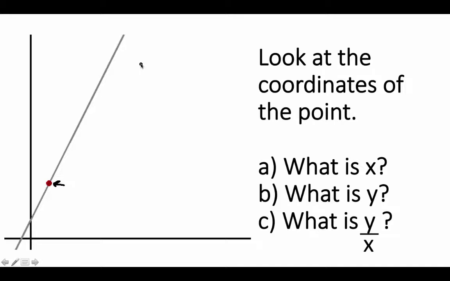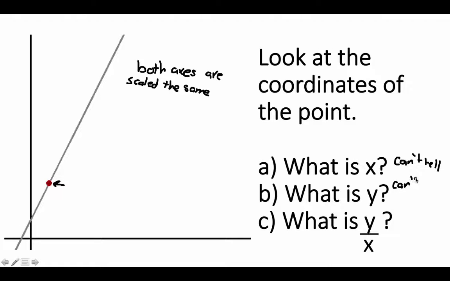I did give you the hint that this is very necessary, that both axes are scaled the same. In other words, this isn't a graph that's been squished vertically or squished horizontally. And so we finally came to the conclusion, what is x? Can't tell. We have no way of telling. What is y? Can't tell. What is y over x? You can tell this. So I asked people to think about it.